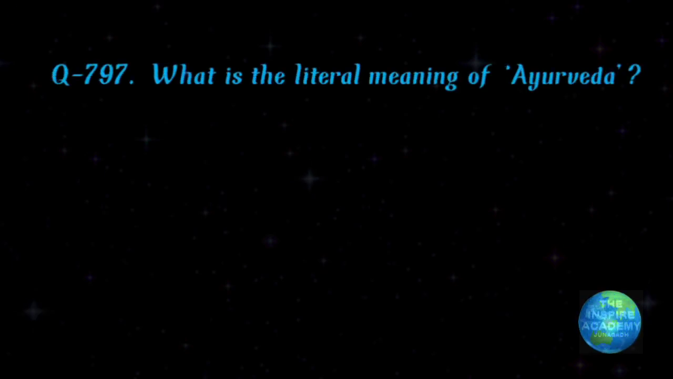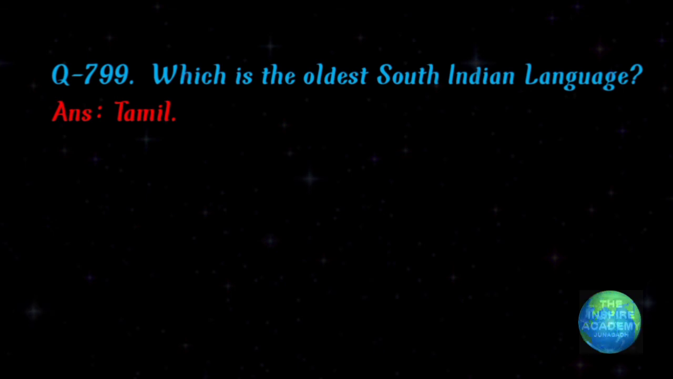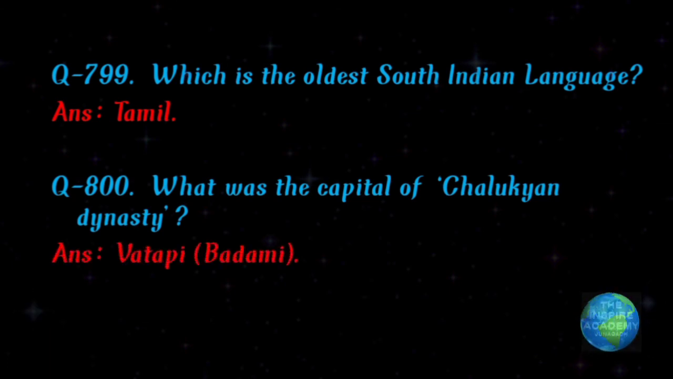What is the literal meaning of Ayurveda? The Science of Life. Who wrote the musical treatise Sangeet Ratnakar? Sarangdev. Which is the oldest South Indian language? Tamil. What was the capital of the Chalukyan dynasty? Vatapi or Badami. And that is the end of part 8 of the GK question answer series.